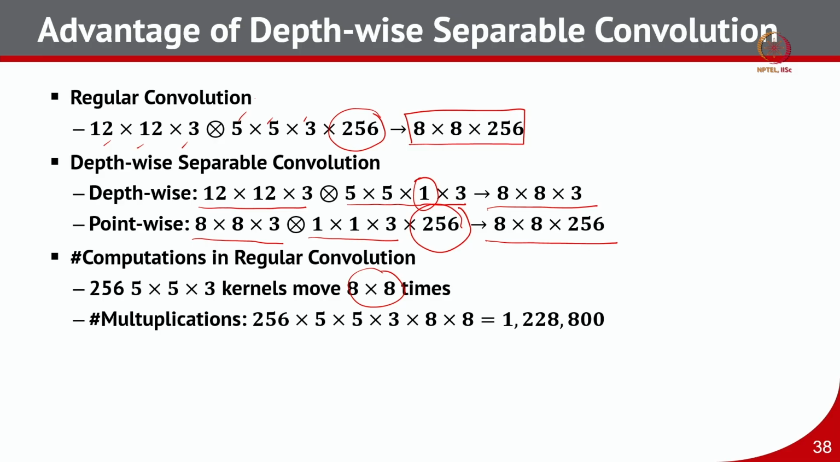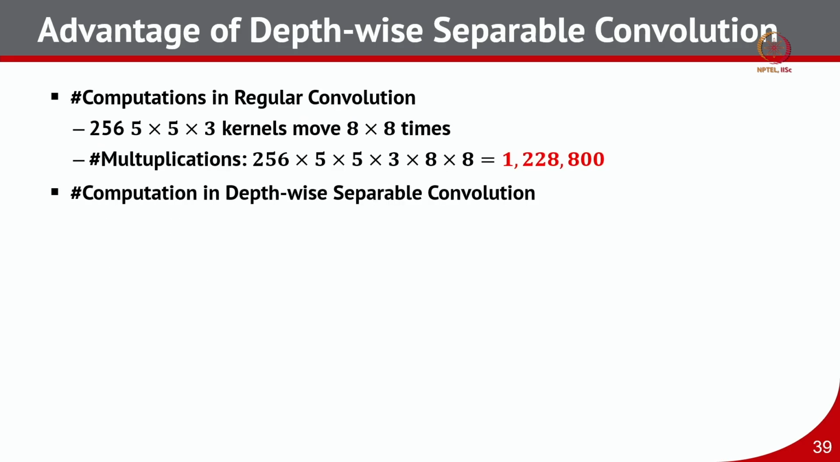So, the total number of multiplications is 256 times 5 by 5 by 3, because all these weights are getting multiplied with some number in the input feature map, and then they are moving 8 by 8 times. So, this is the total number of multiplications, 1.2 million, right. Now, let us see what is the total number of multiplications in depth-wise separable convolution.